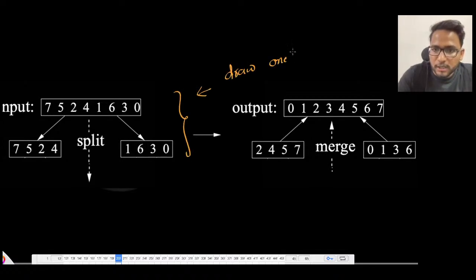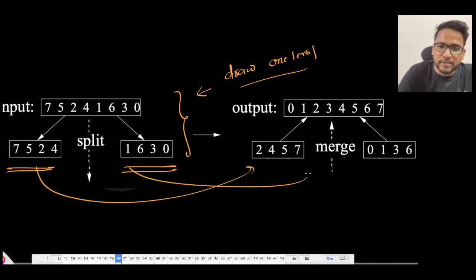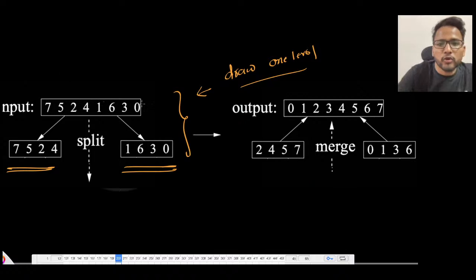Draw one level, and let's suppose that these problems can be solved. Then this will be this and this will be this, and then you combine. If you combine, you will get this as output. You will get to know this as we progress further.